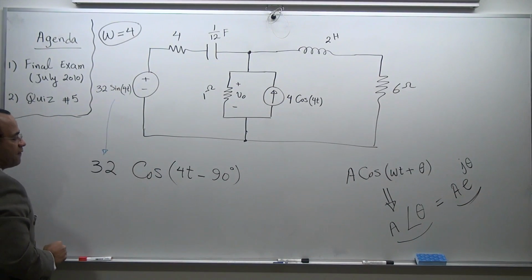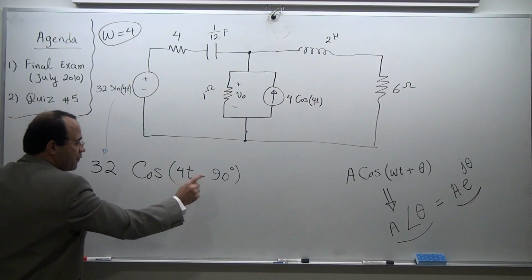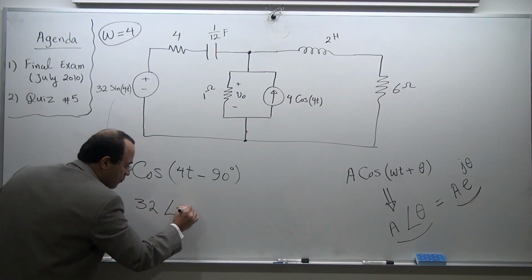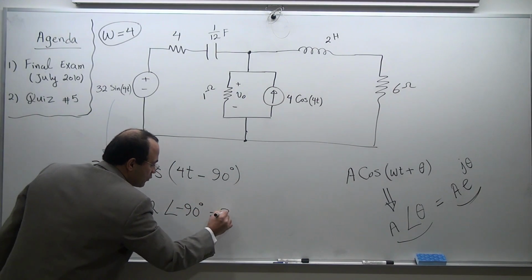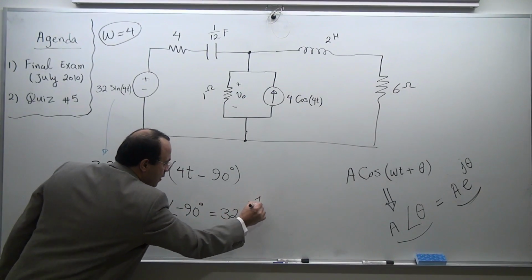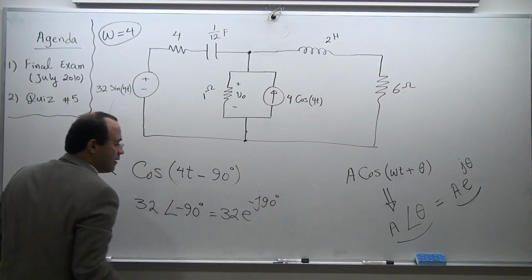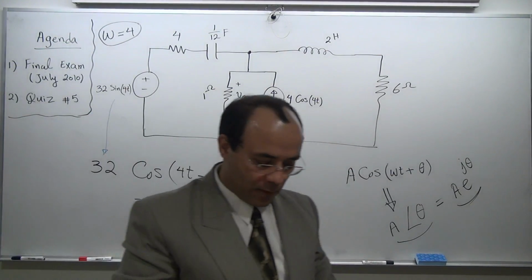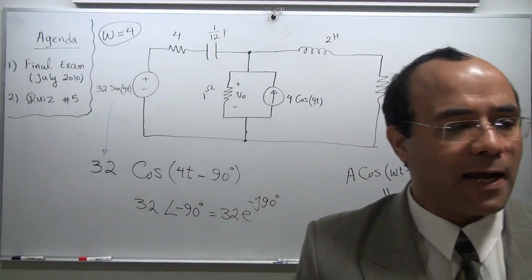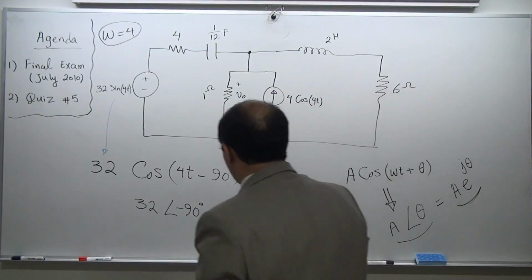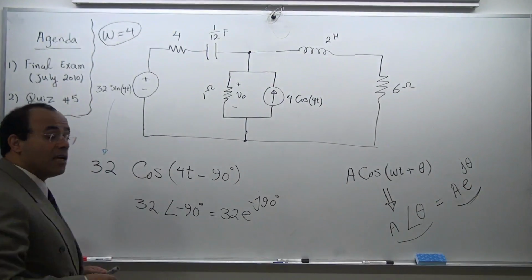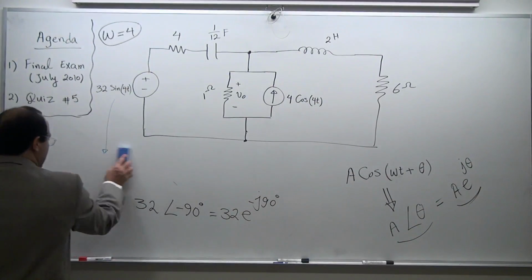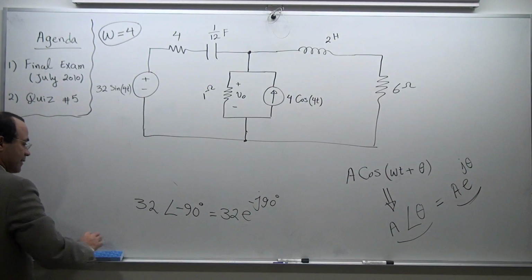32 sine of 4t is 32 cosine of 4t minus 90 degrees, which is equal to 32 angle minus 90 degrees, which is equal to 32 e to the power of minus j 90 degrees. And I did this in frequency domain. How much is e to the power of minus j 90? Sometimes it's easy to take it and simplify it. You don't have to do this all the time, but sometimes it's not really that difficult to handle this easily.